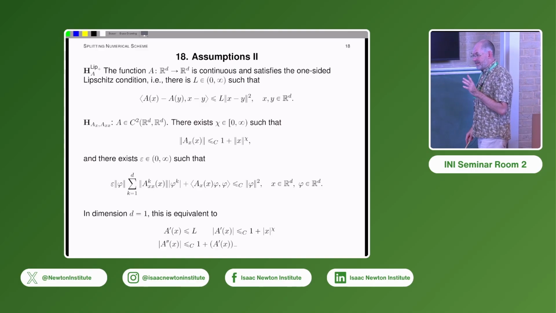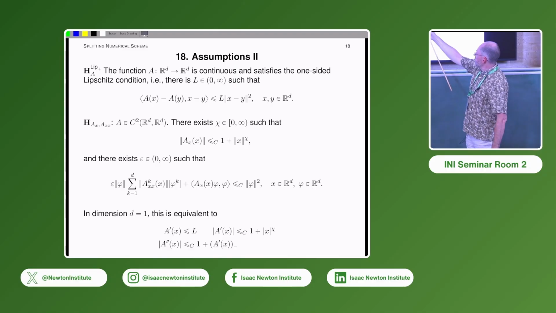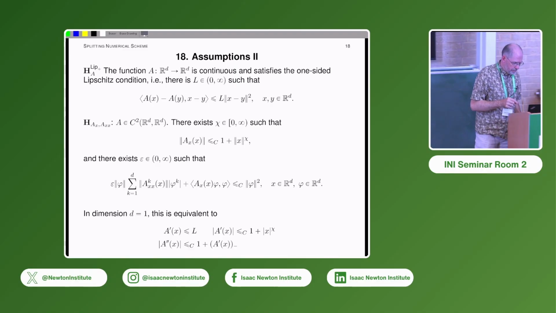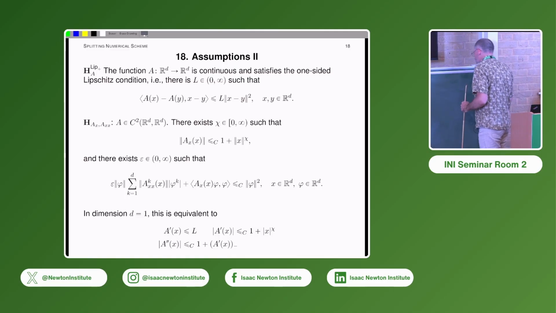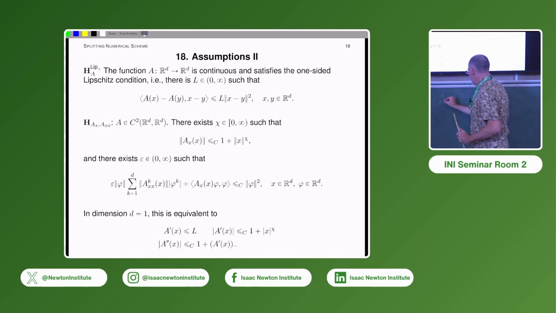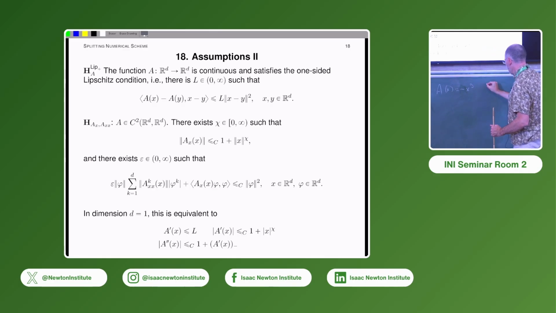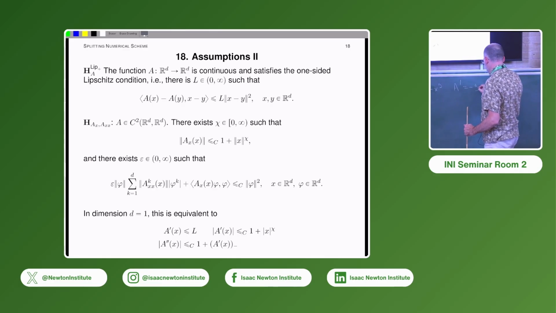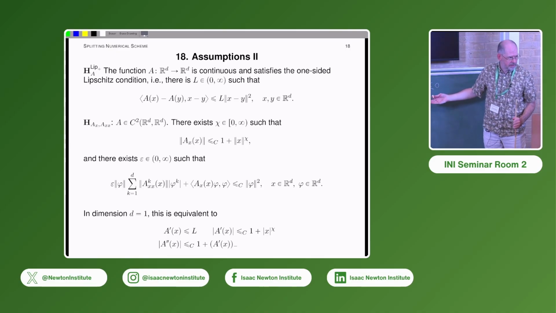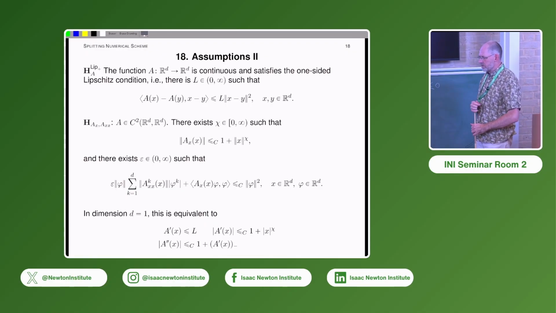The good news is, in dimension 1, I will show you many dimensions later. In dimension 1, one-sided Lipschitz continuity is equivalent to the following. The derivative of A is bounded from above. For example, if A of x is minus x to the 9, then A prime is minus 9x to the 8, less than 0, bounded from above. So that's it. One-sided Lipschitz continuous, it works. In many dimensions, I will show you, it becomes a bit tricky.